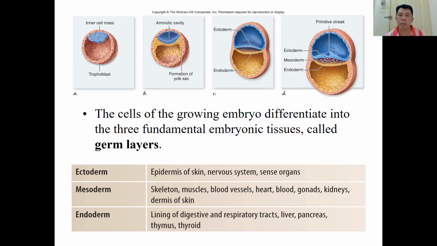In humans, three germ layers are formed, namely ectoderm, mesoderm, and endoderm. You will study this in detail next semester. Here I just want to let you know that tissues actually start from the germ layers during embryo development.